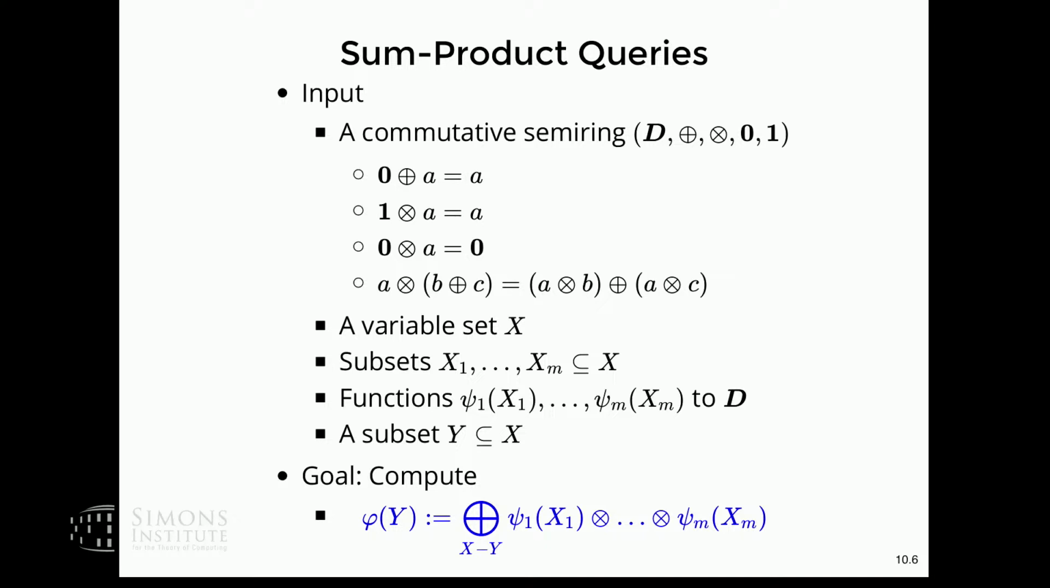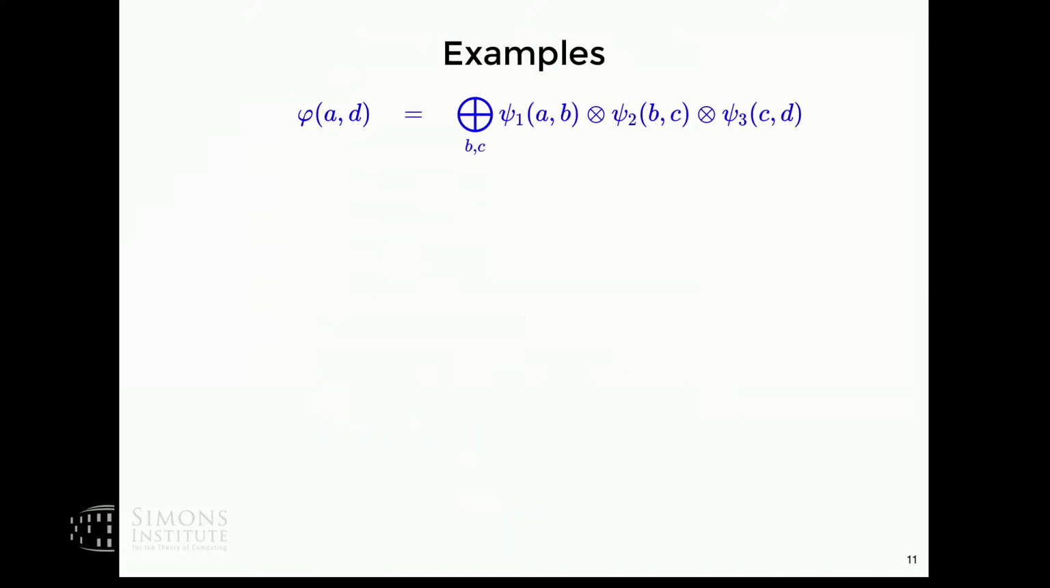Now, this might sound a bit too abstract, but I promise this is actually the only abstract slide that I have. From this point on, everything will just be examples. So let me demystify this a bit by taking an example. Consider this example sum product query. Over here, we have basically 4 variables, a, b, c, d, and we have 3 functions, psi1, psi2, psi3. We are multiplying them together and summing over bc, and the output is a function over ad.